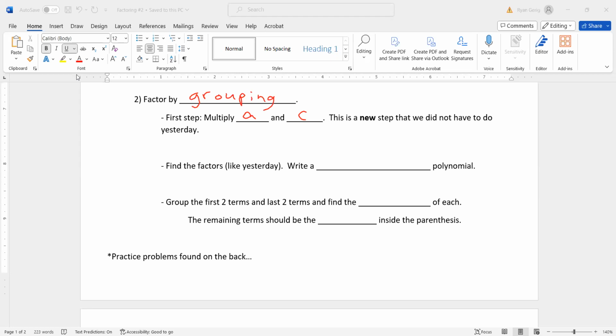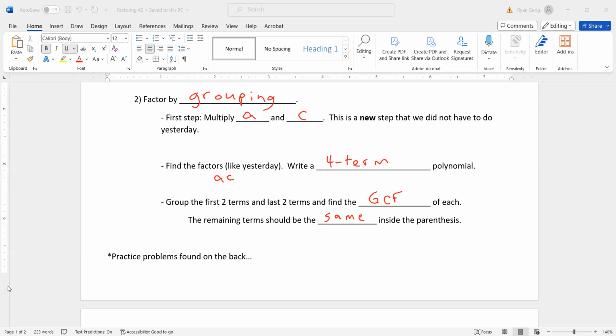This time a is not 1, so we have to multiply a times c to figure out what we're going to factor. So we're going to find the factors of ac, and you're going to write a 4-term polynomial. Then you're going to group the first 2 terms and the last 2 terms and find the GCF of each. The good news is, if you've done it correctly, the remaining terms inside the parentheses should be the same. If they're not, you did something wrong. We're going to practice this on the back. It's going to make a lot more sense as I go through the problems.